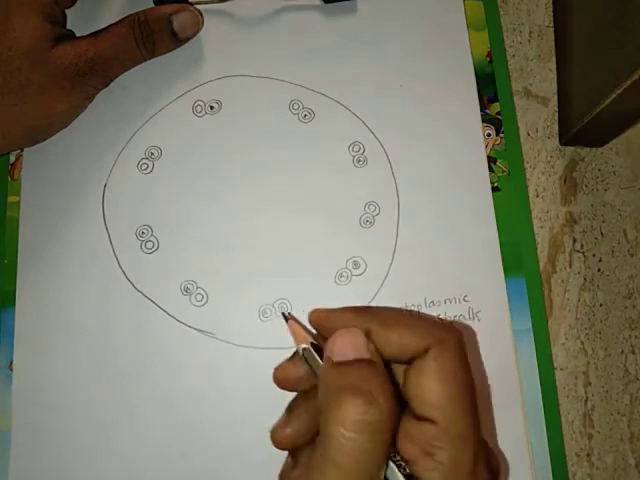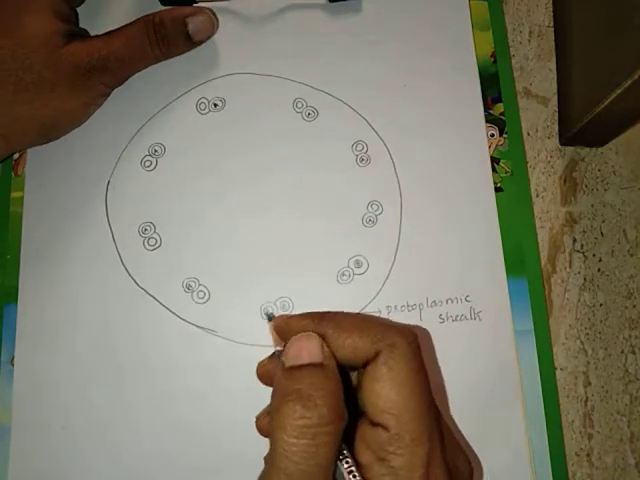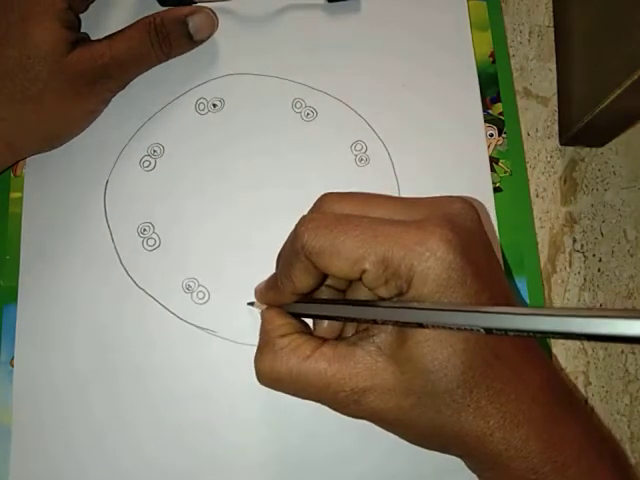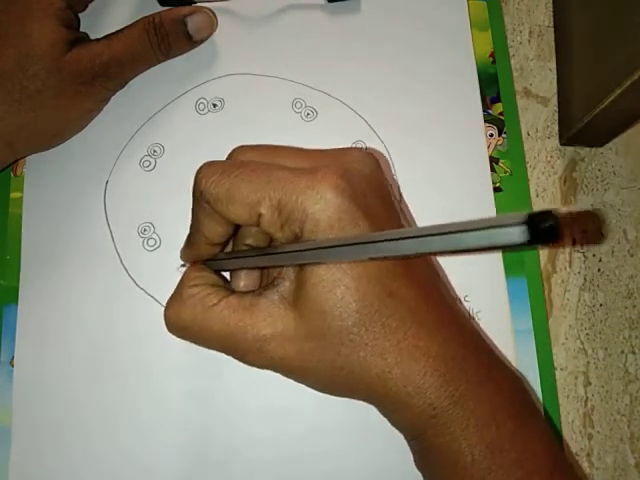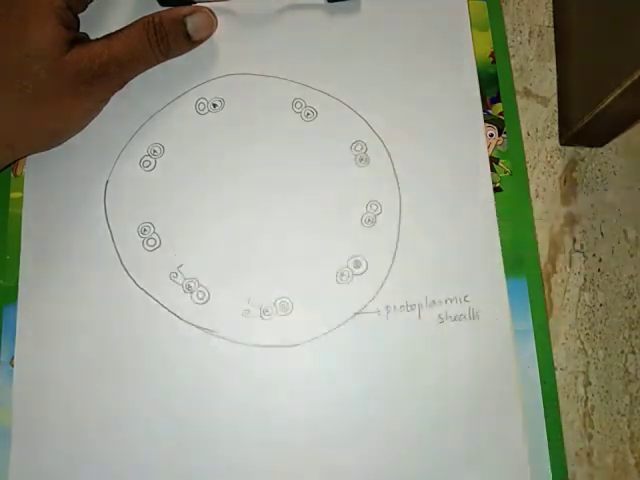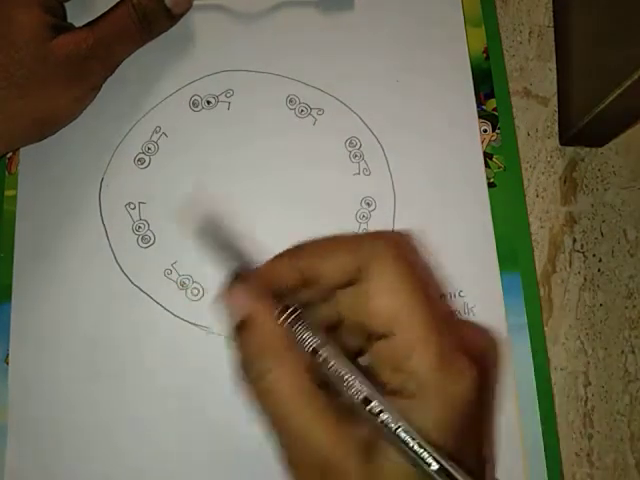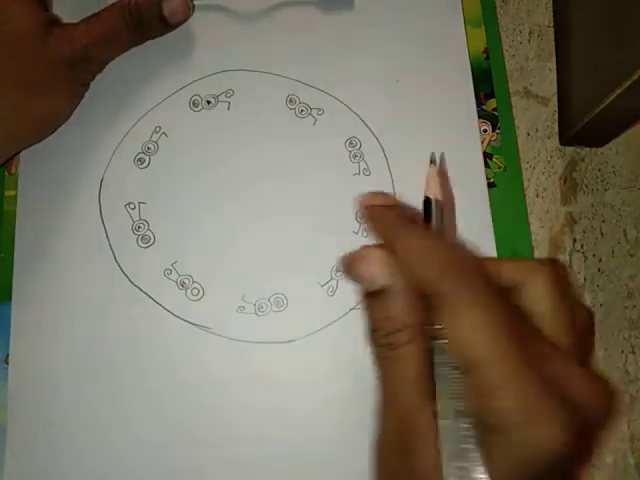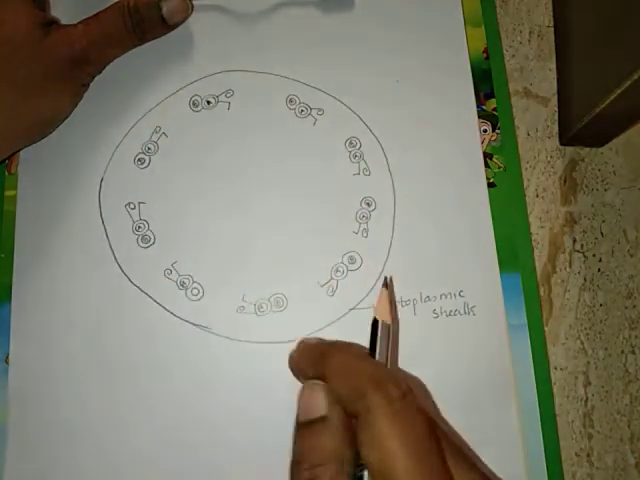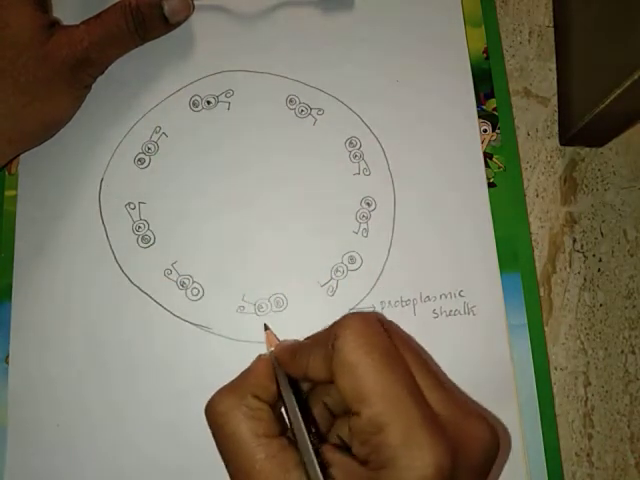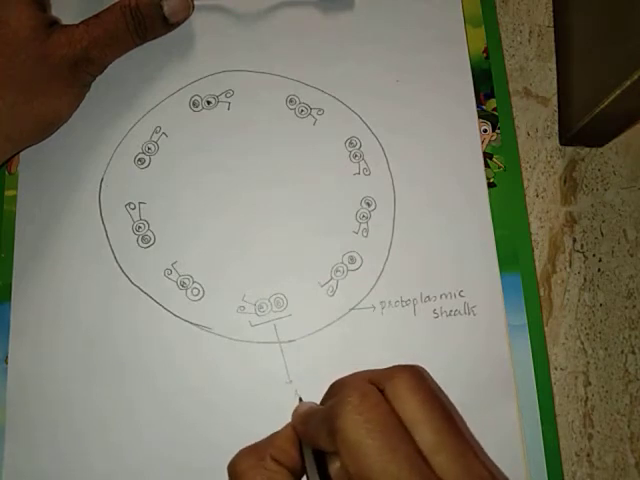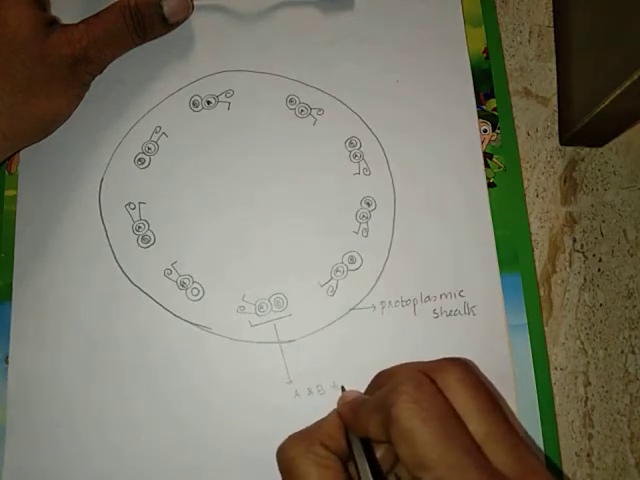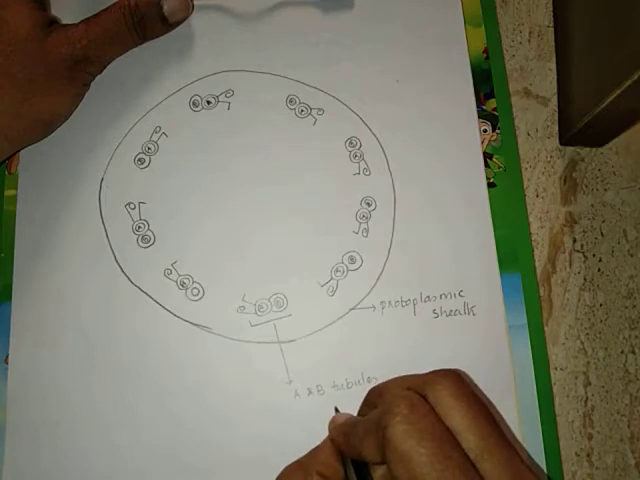Now in the A tubule, we know there will be 2 arms: one is the bent arm, the other is the looped arm. So bent arm and looped arm in all the doublets. In total, there are going to be 9 doublets in the peripheral region. So all these are A and B tubules in doublets.